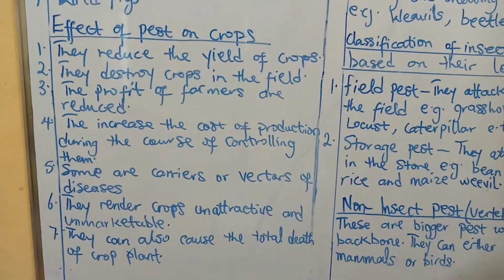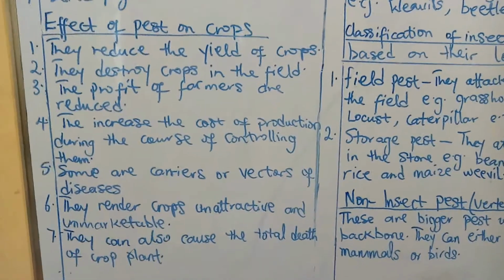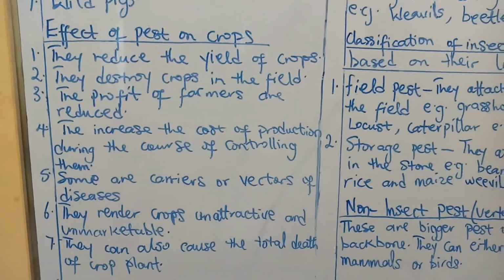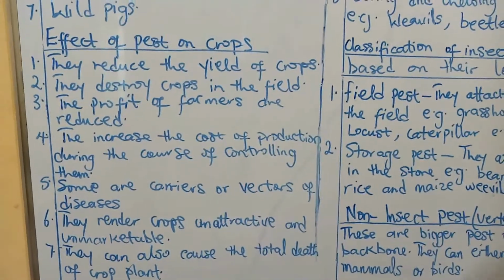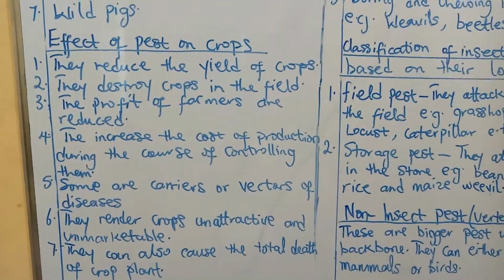Number 2, they destroy crops in the field. Number 3, the profit of farmers is reduced. Well, of course, if they destroy crops, then you know that your profit is going down.